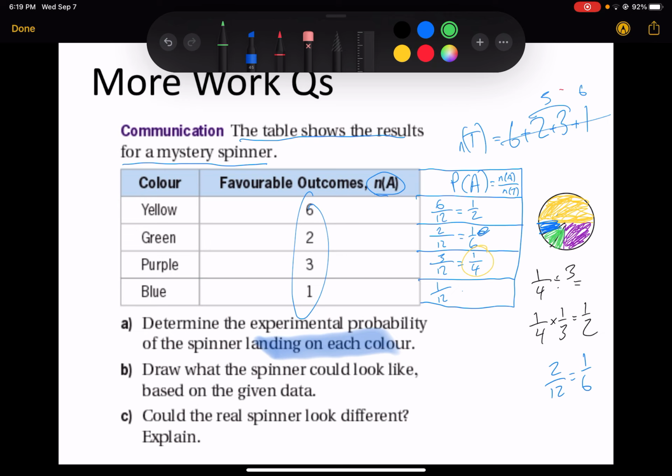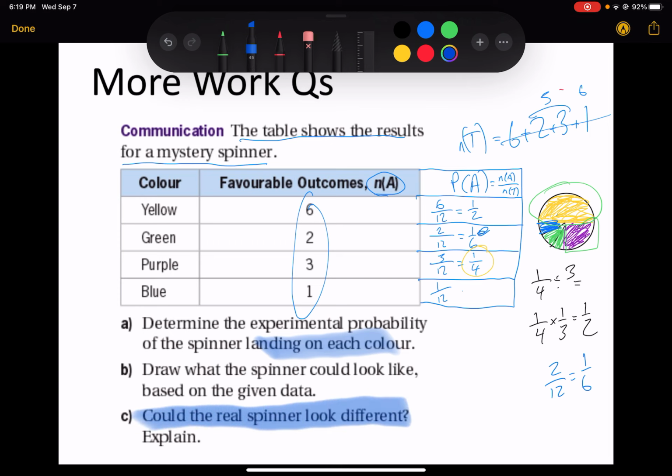So a little bit of fraction math, but this is exactly what the spinner would look like. So half of it would be yellow, a quarter would be purple, half the half, basically. And then a third of the quarter is 1/12, that would be blue, and then we have green for the rest of it.